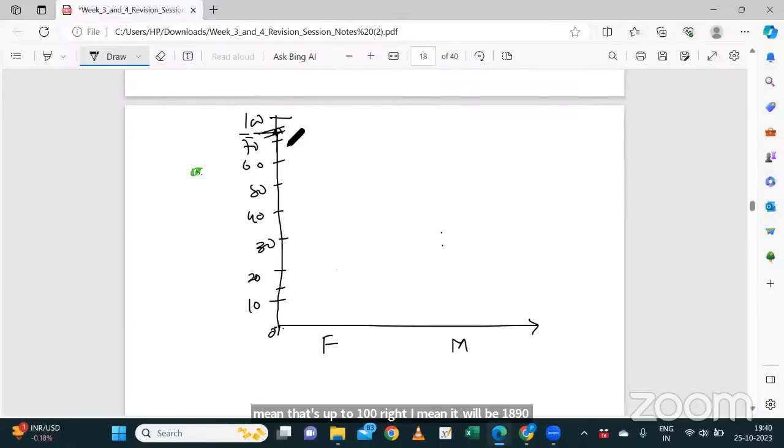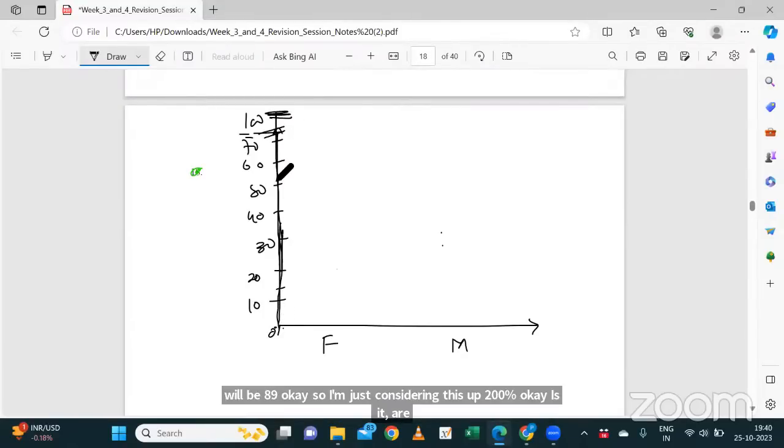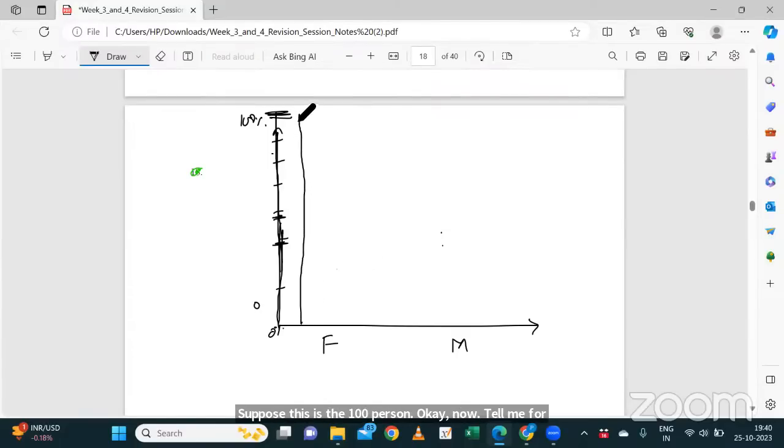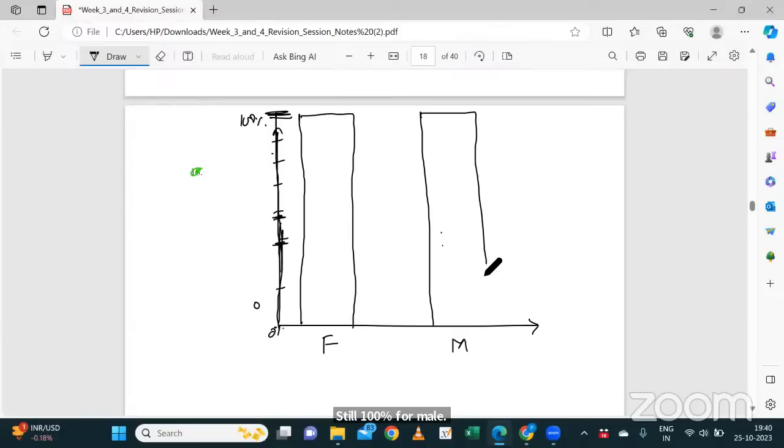So we just have to adjust the scaling. I'm considering this up to 100%. Are you getting the idea? The scaling should be the same, 10, 20, 30, 40. I'm erasing this so that you will not get confused later. Suppose this is the 100%. Now tell me for female, 100% means the first bar will be like this till 100%. For male, the second bar will be like this.